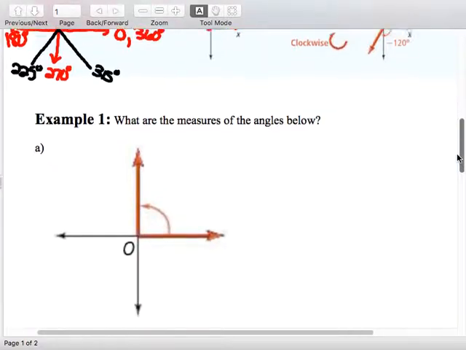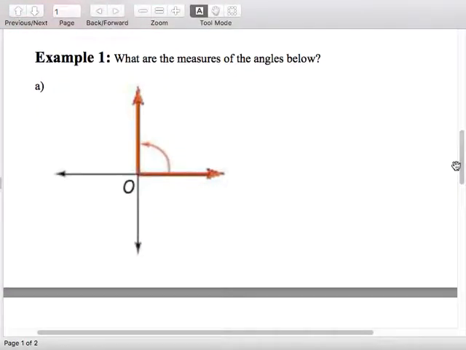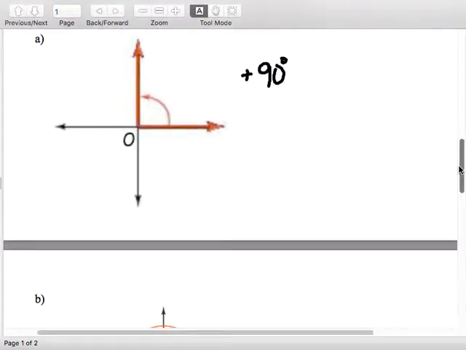All right, so now let's look at example 1. It says, what are the measures of the angle below? I want you to think about, is it positive or negative, and how many degrees? So what do you guys think in letter A? Plus 90. And you can put the plus or not. You just definitely have to do it with the negatives. All right, flip the page.